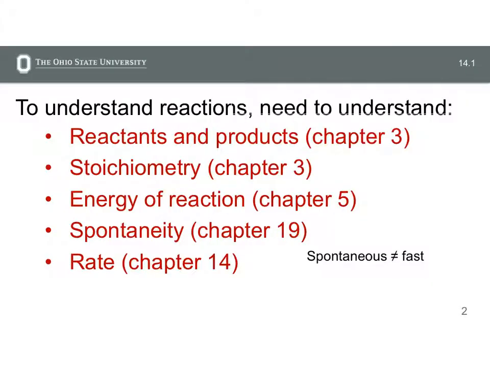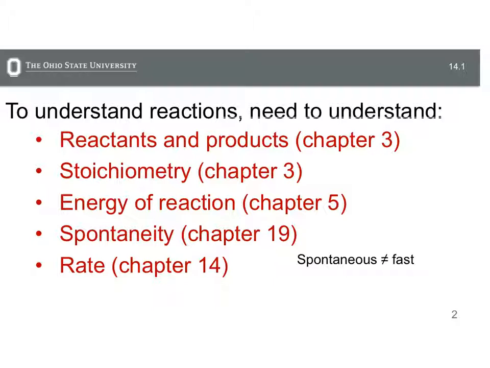So when we're thinking about chemical reactions, they're quite complicated. There are a lot of things we have to consider in order to really understand what's happening in a chemical reaction. You need to understand the reactants and products. Okay? What species are transforming? What's reacting? What's being formed? You saw that in chapter 3. And also in chapter 3, you learned about stoichiometry, so you're relating the amounts of reactants and products.